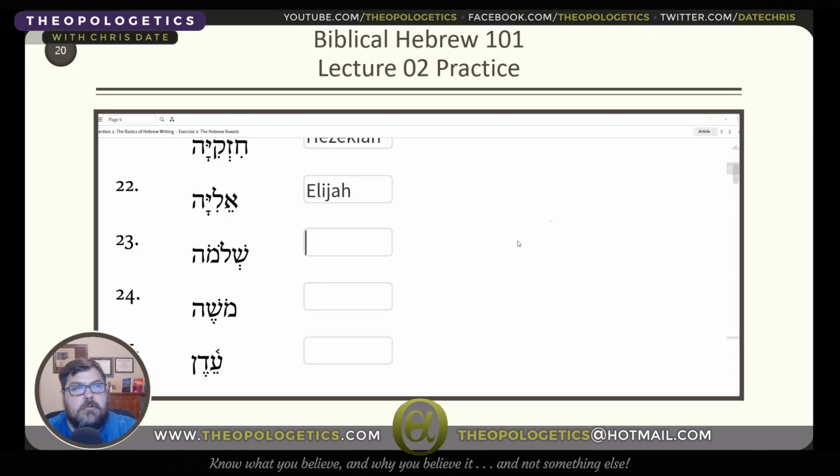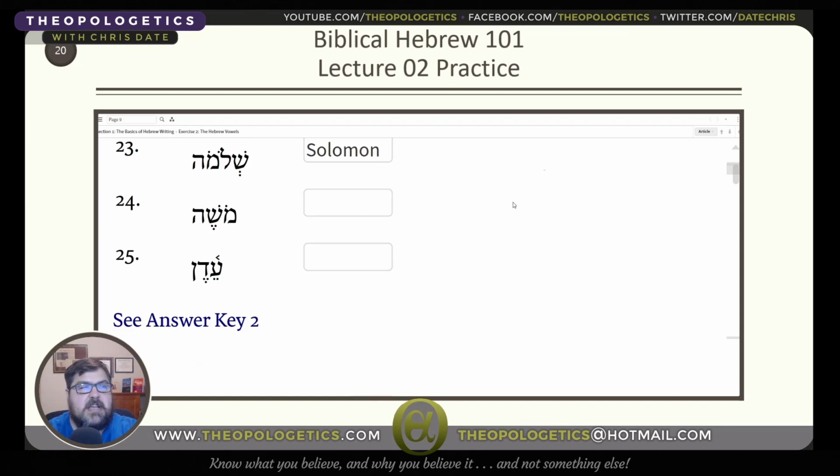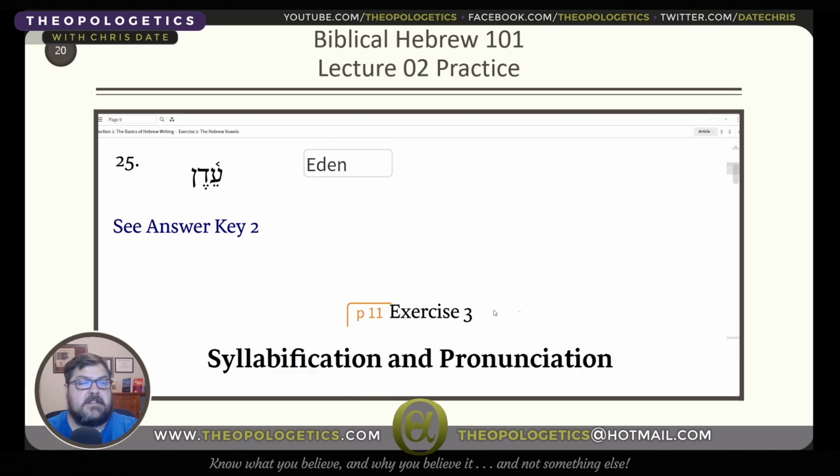This one is Shlomo. And you just will not know this one unless you know that Shlomo comes through in our English translations as Solomon. Moshe, you've already learned this one. It's in your vocabulary. It's Moses. And then finally, Aden. I'll give you a hint. This is somewhere where you would plant flowers, or maybe trees, specifically trees of life and of the knowledge of good and evil. This is Eden. All right, so that's chapter 2 exercise.